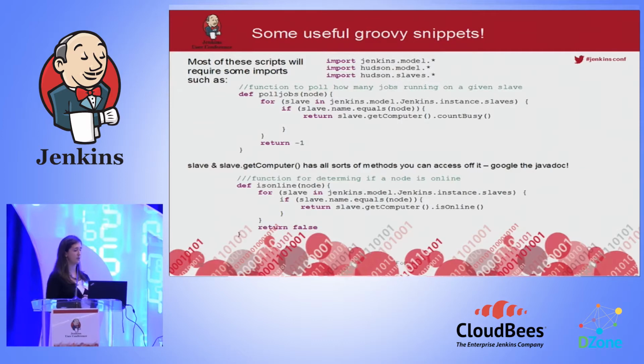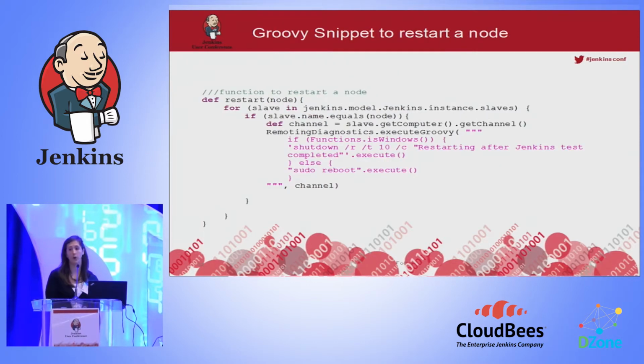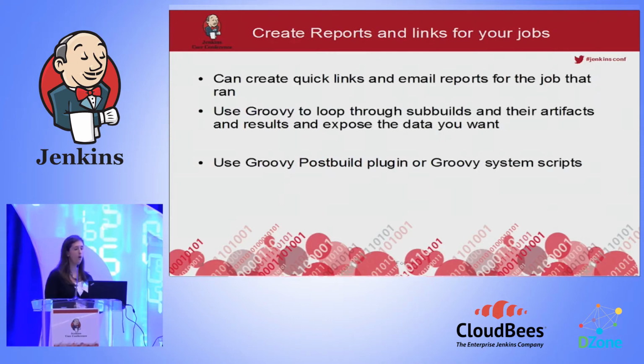I have some useful Groovy snippets, such as you can find how many jobs are running on different slaves, and get things like, is this slave online? So you can do a lot of stuff with this. You can restart nodes, and I will go into this in more depth in my next presentation. You can also create reports and links to your jobs.